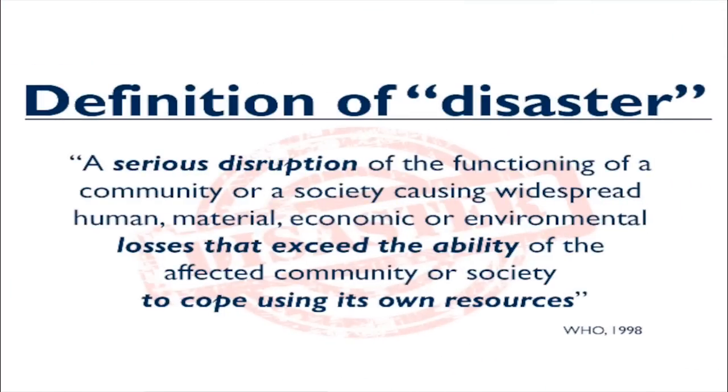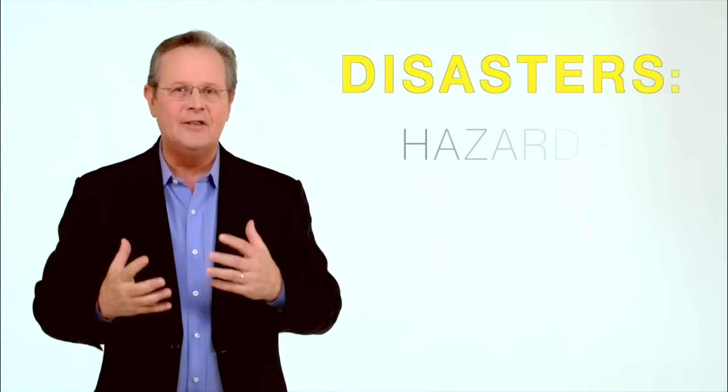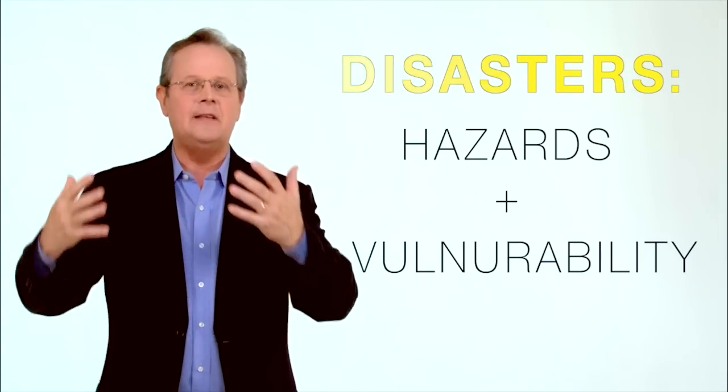So first off, the definition of disaster. A disaster is a serious disruption of the functioning of a community or a society. It then causes widespread human, material, economic, and environmental losses. And these losses exceed the ability of the affected community or society to cope using its own resources. Disasters are caused by hazards and vulnerabilities when these two things mix and come together. So let's talk about each one, and then we'll take a little bit deeper dive into that mixture, that convergence.